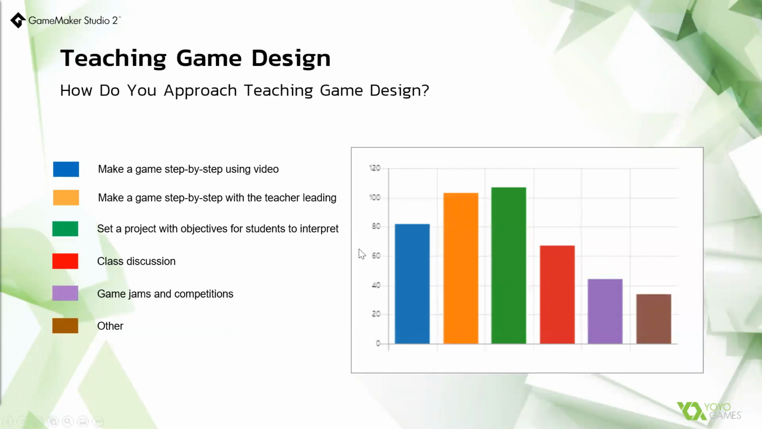Broadly, these are the approaches that are taken. Often step by step using a video, or make a game step by step with the teacher leading are the two popular ones. And that's what you tend to see at age 12 to 14. And then the most popular one here, the green one, which is setting a project with objectives for students to interpret. That's what we tend to see at age 15 to 16 and beyond.